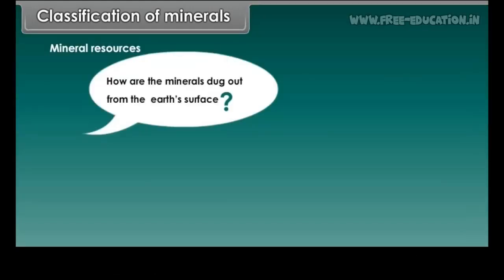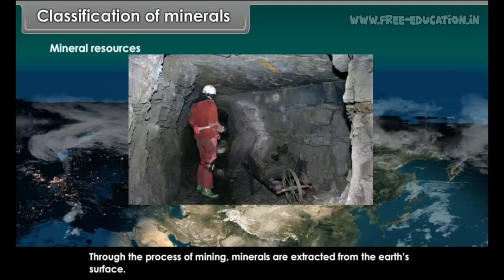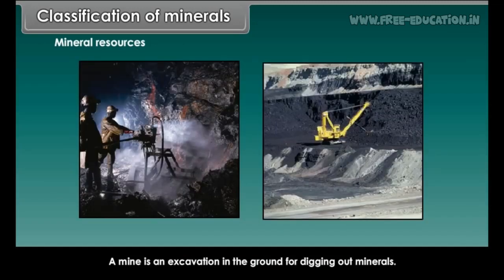How are the minerals dug out from the earth's surface? Through the process of mining, minerals are extracted from the earth's surface. In other words, extracting commercially valuable minerals from the earth is called mining. A mine is an excavation in the ground for digging out minerals. It may be a deep underground mine or close to the surface. Surface mine or open pit mines are generally called a quarry.